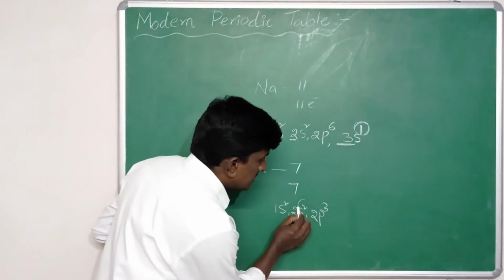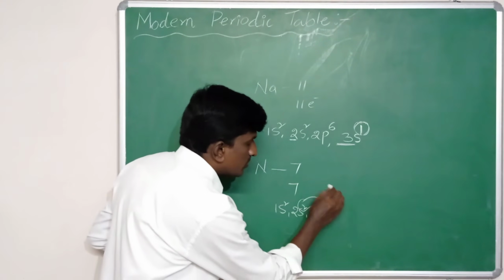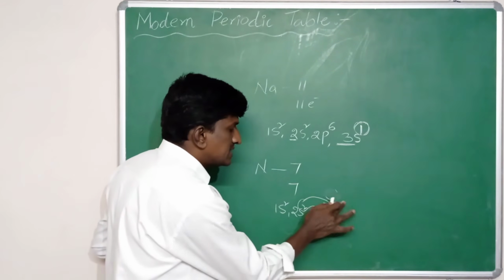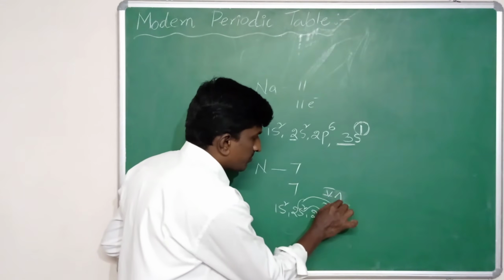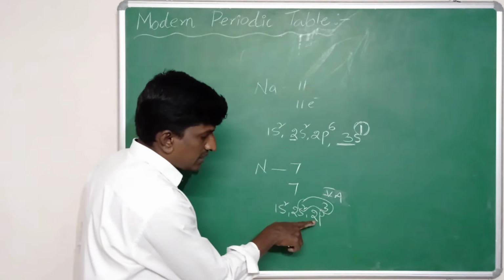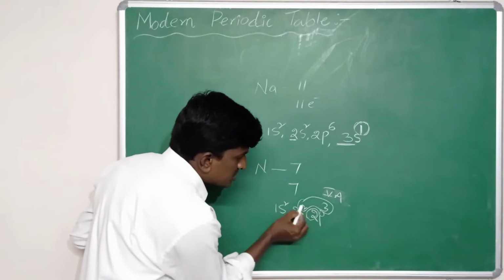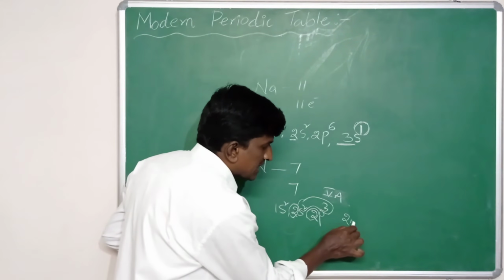So the group of nitrogen is fifth group, or generally it is called fifth A group. This nitrogen belongs to fifth A group, and the outermost main shell is 2 in nitrogen, so it belongs to second period.